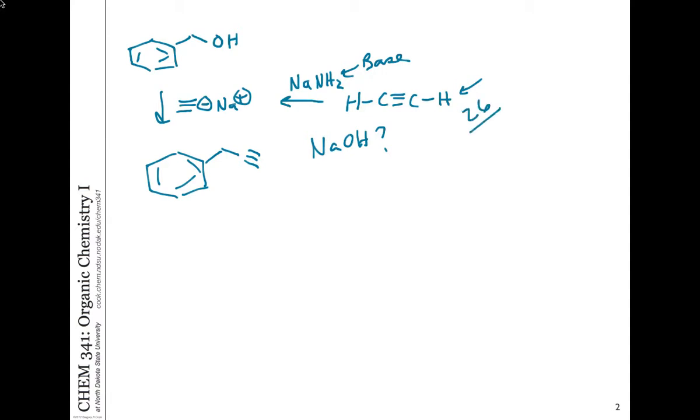What's the pKa of the conjugate acid if we used hydroxide? 16. 15.7, but close enough. 16. Which is the stronger acid? Water. So the equilibrium would not, you can't deprotonate acetylene with hydroxide, because the conjugate acid is stronger than acetylene. That means the base is too weak, right?